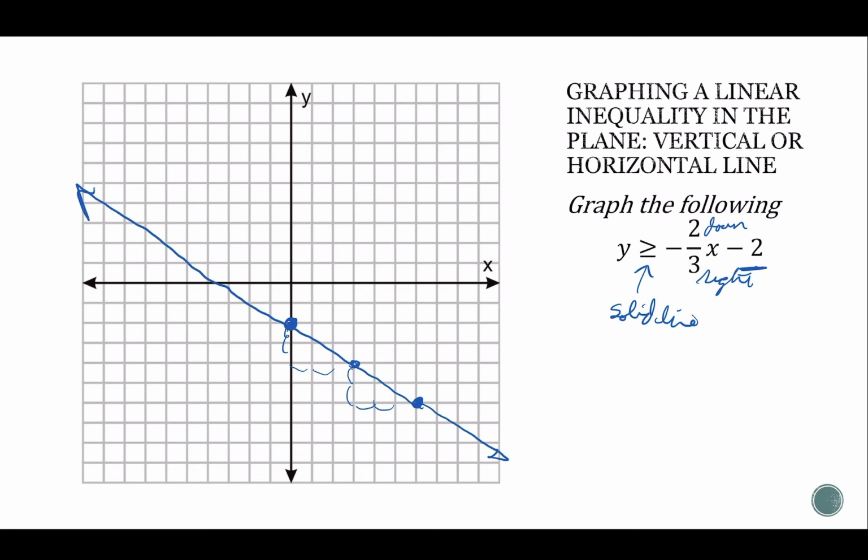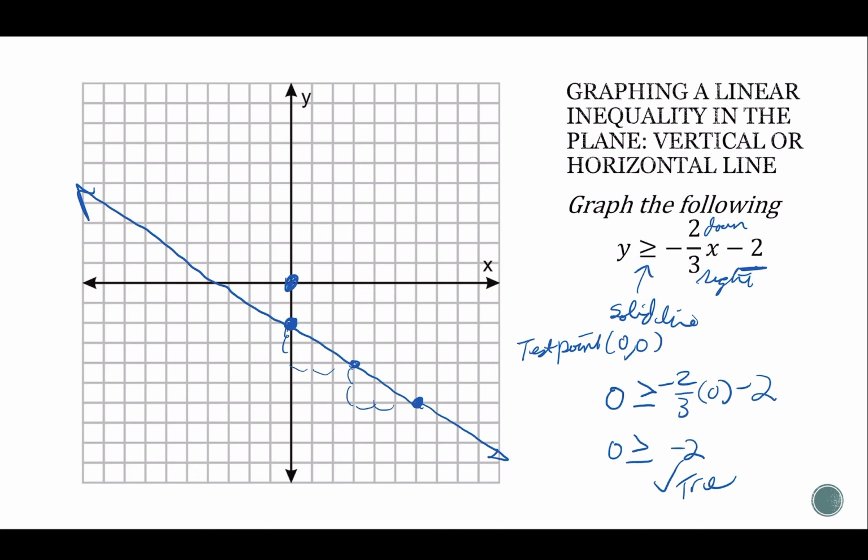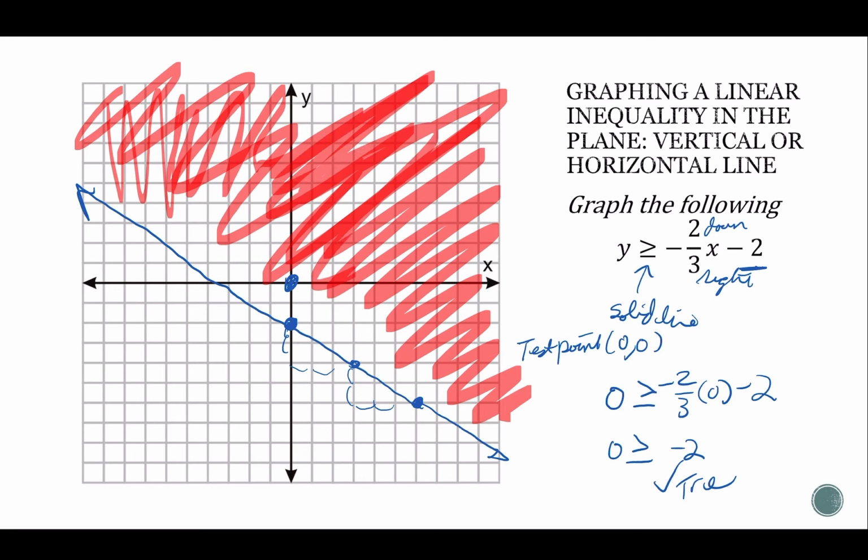Next, it's y is greater than. So I'm sure you're like, oh yeah, greater than, above, looks to be this side. But I'm going to pick a test point. My test point that I like to pick all the time, as long as it's not on the line, is 0, 0. So here I have 0 is greater than negative 2/3 times 0 minus 2. So I have 0 is greater than negative 2. That's true. So I'm going to shade above the line.